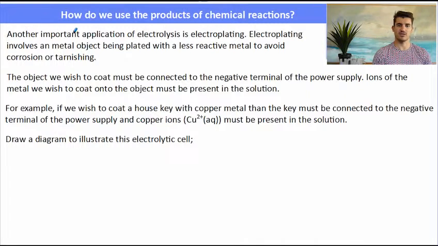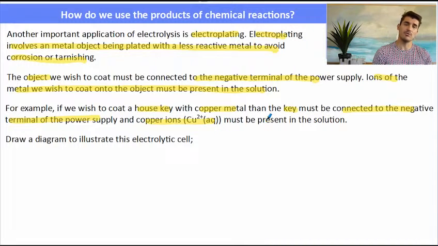Another important application of electrolysis is electroplating. Electroplating involves a metal object being plated with a less reactive metal to avoid corrosion or tarnishing. The object that we want to coat must be connected to the negative terminal of the power supply, and we must have ions of the metal we want to coat in the solution. So for example, if we wanted to coat a house key with copper metal, then the key must be connected to the negatively charged terminal, and we must have copper ions in the solution.